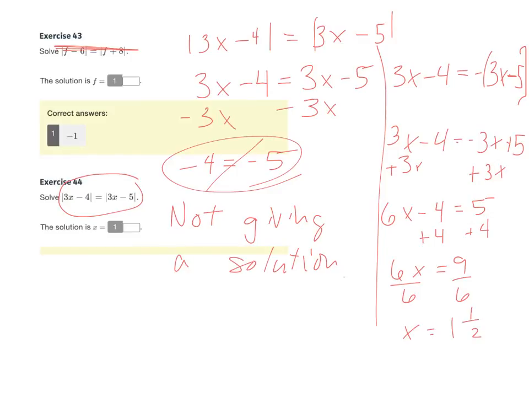Now let's check this to make sure it works. So we've got 3 times 1 1/2. 3 times 1.5 is 4 1/2 minus 4. We get 0.5 on the left-hand side. And now 3 times 1 1/2 is 4.5 minus 5 is going to give us negative 0.5, and the absolute value of negative 0.5 is going to be 0.5. So that's how we know that this is a solution.